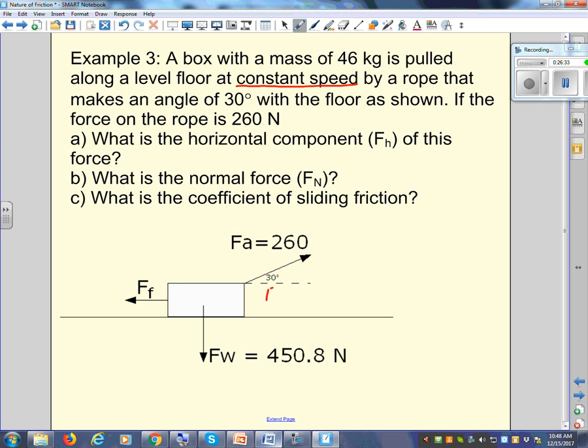We're calling that FAX, right? The X component of FA. If the force on the rope is 260 newtons, what is the horizontal component? Here I've got FH, because that's what I used to call it, FAX. What is the normal force, and what is the coefficient of sliding friction? Okay, well this doesn't look too bad. This just looks like the same kind of question, just sort of one more layer, right?